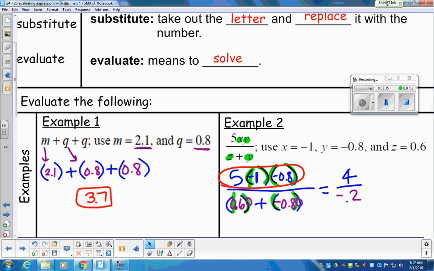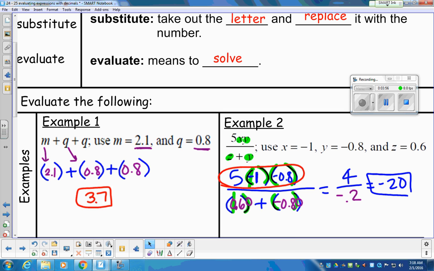Okay, well, let's go ahead and divide that out. 4 divided by -0.2 gives us, ooh, did I make a mistake there? 4 divided by -0.2 gives us -20. Answer should be -20. -20.